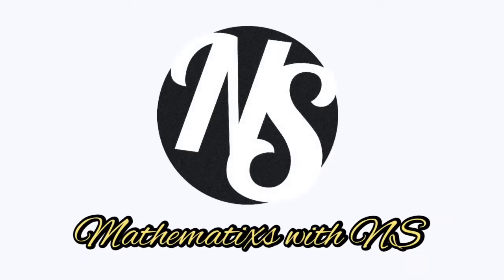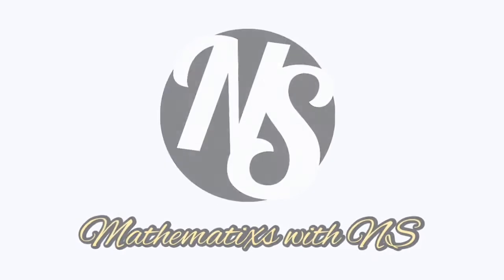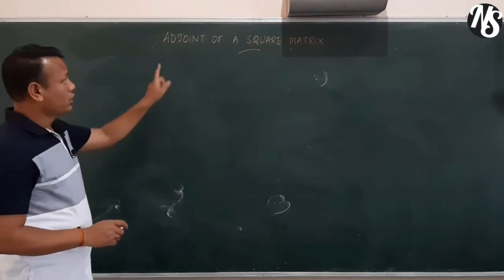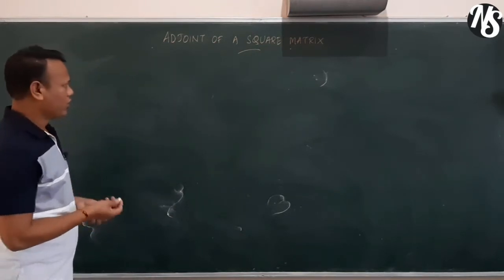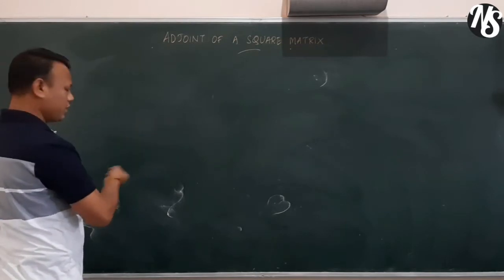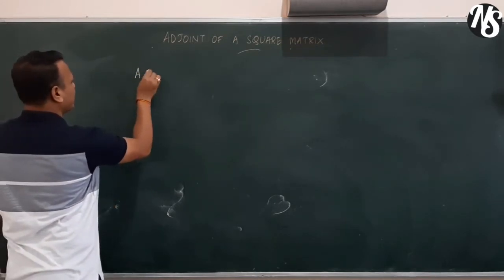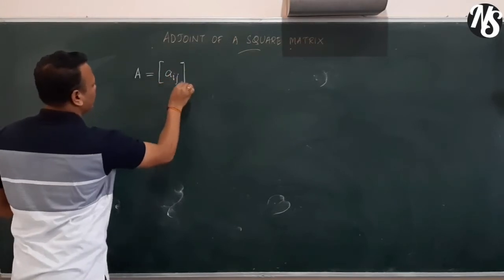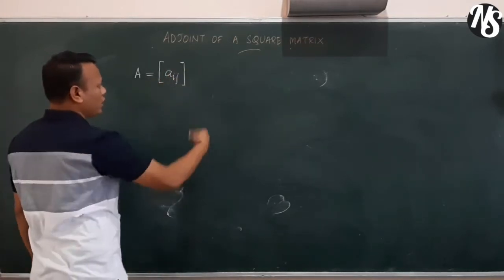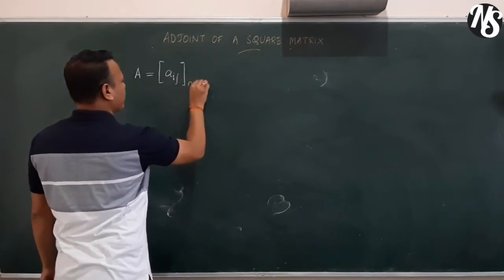Welcome, dear students. In today's class of determinants, we are going to learn about the adjoint of a square matrix. For example, let me consider any square matrix A equals Aij. Remember, this is a square matrix, so we can call the order n cross n.